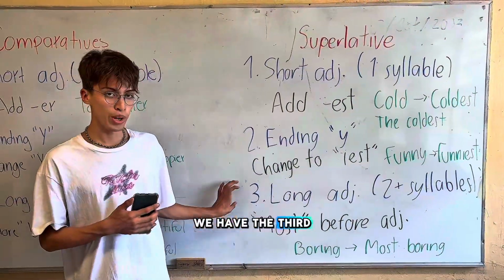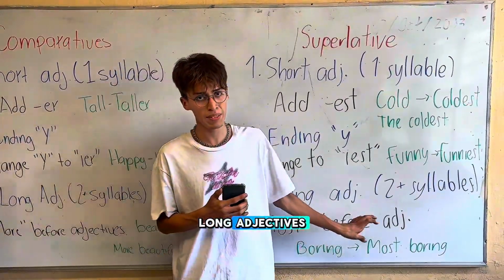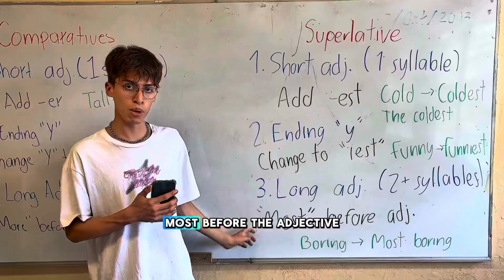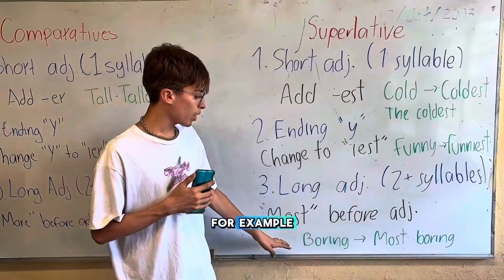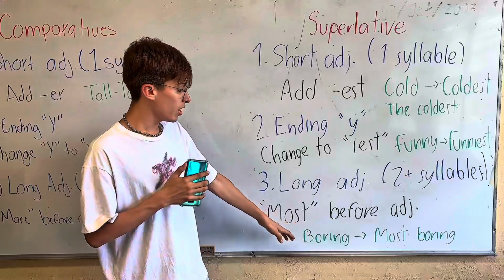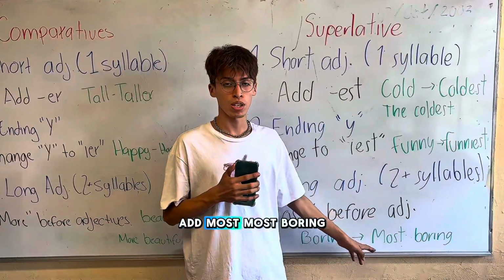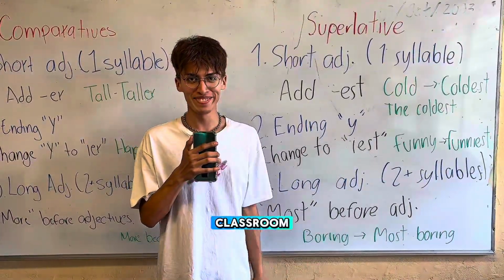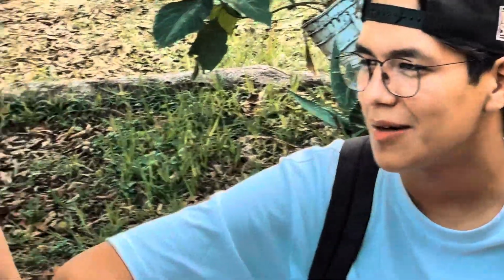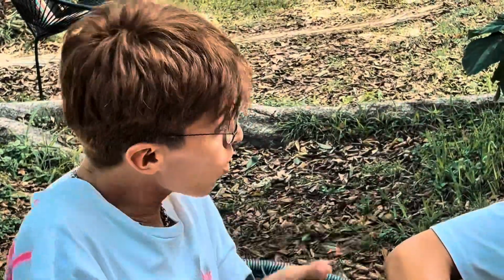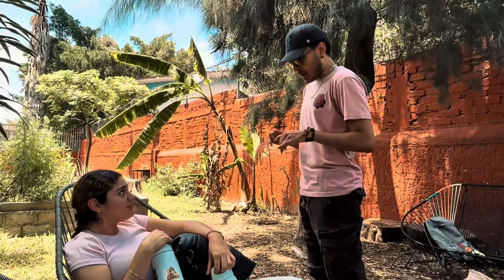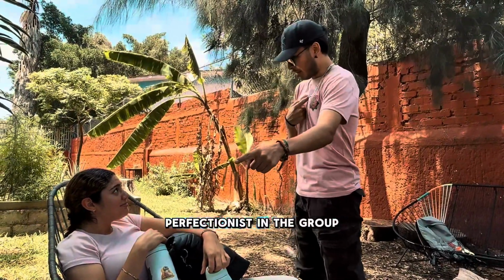Now we have the third and last rule. With long adjectives, talking about two syllables or more, we add most. We have to use most before the adjective. For example, boring. Boring is long, right? So we add most boring. Alexis is the most boring classmate in the classroom. Alexander is the most handsome person in history. And Alexis is the most extrovert one. Alan is the most perfectionist in the group.